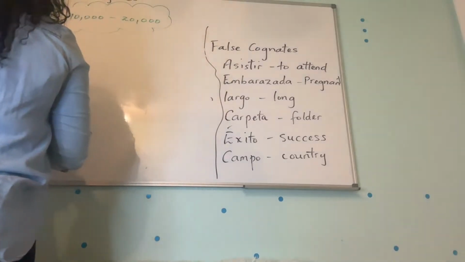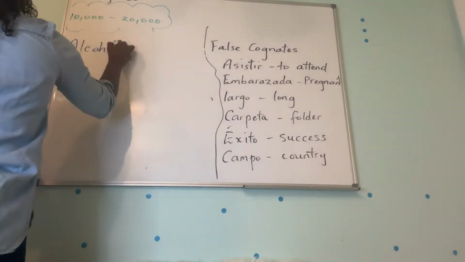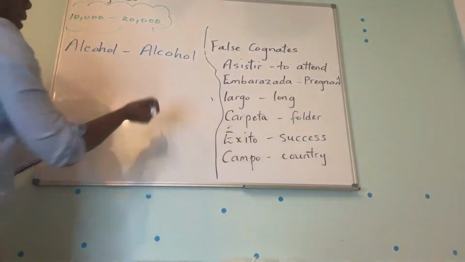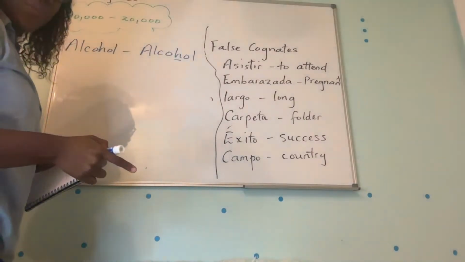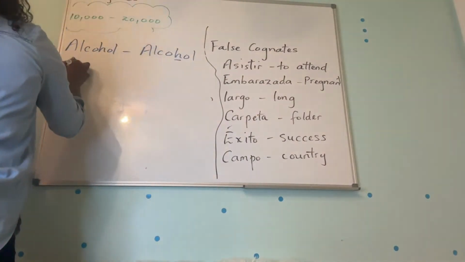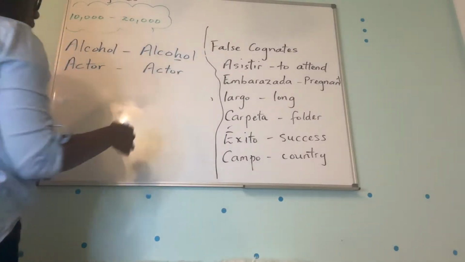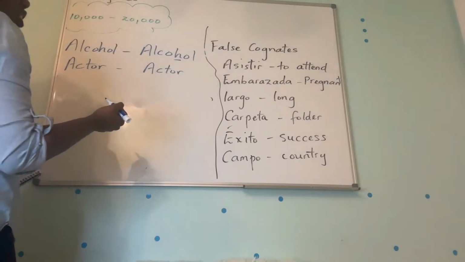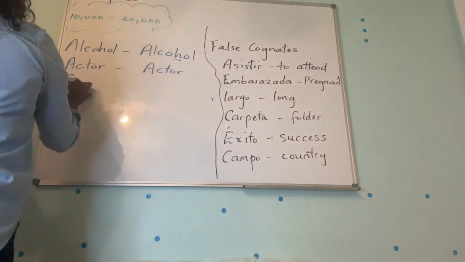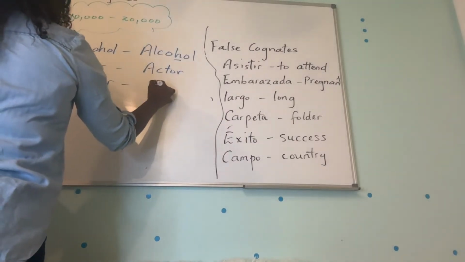All right. So we have alcohol in English, and in Spanish it's spelled the same way, but the H is not pronounced. So we say alcohol, alcohol. And then we have actor in English. In Spanish, the exact same spelling, but the pronunciation is actor, actor. And then we have cancer, which in Spanish is cancer.